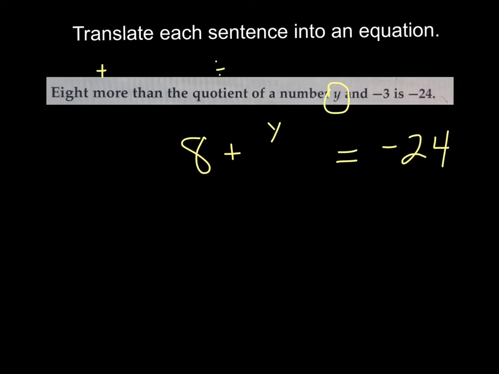So let's see if this makes sense, the way I've written it. So 8 more than the quotient of a number, and -3, so that would be my quotient, is -24. That works.